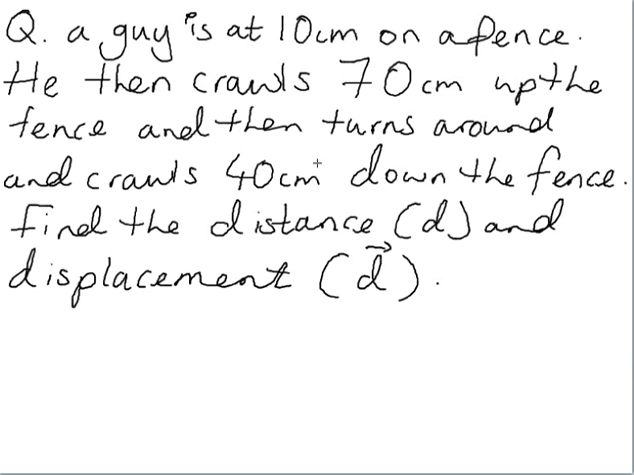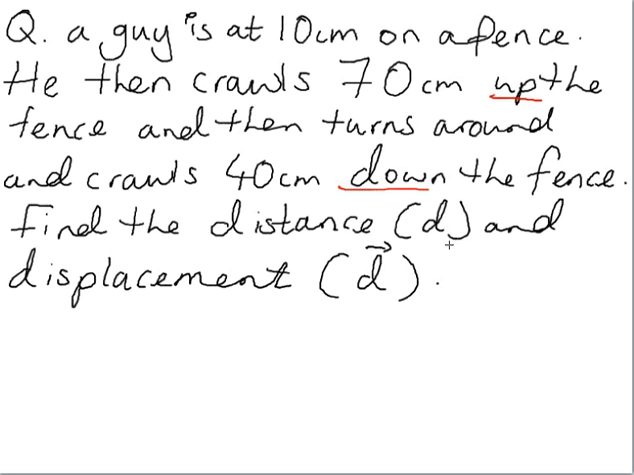Distance and displacement. What is the difference? So we have an example question here. A guy is at 10 centimeters on a fence, and then he crawls 70 centimeters up the fence, and then turns around and crawls 40 centimeters down the fence. Find the displacement. The symbol of displacement is D with an arrow on top, and I'll explain why.